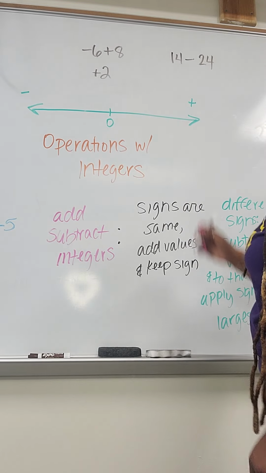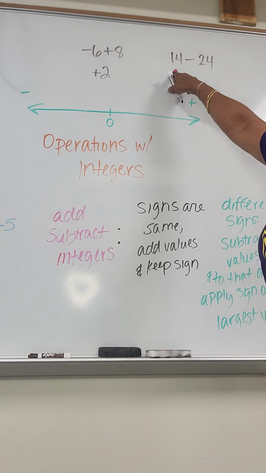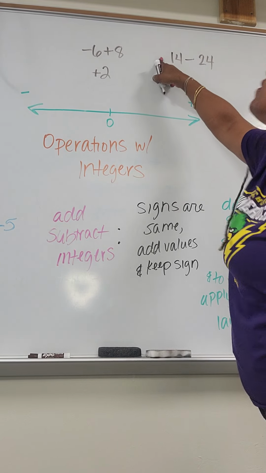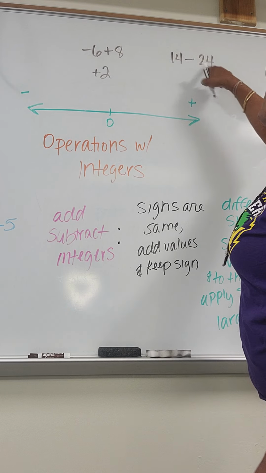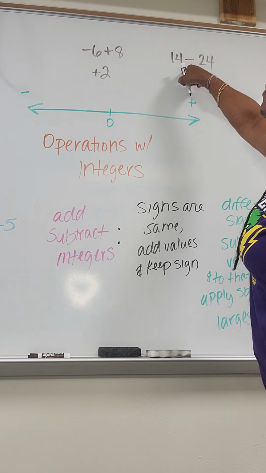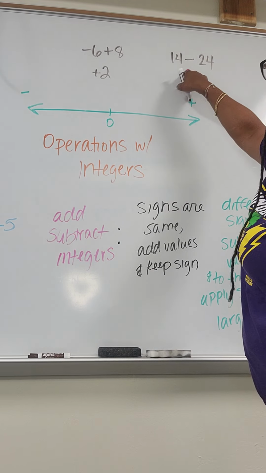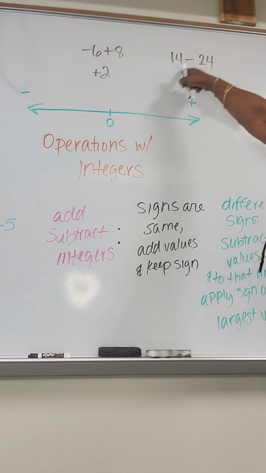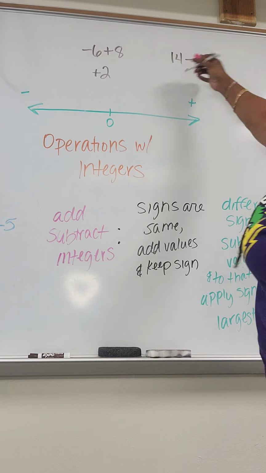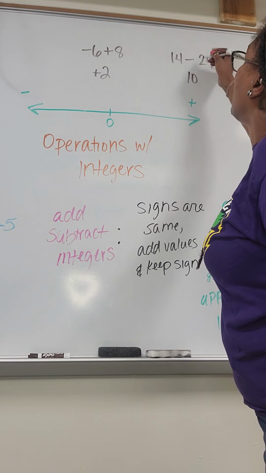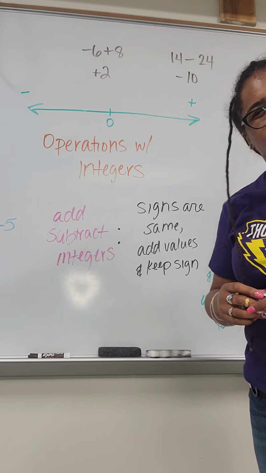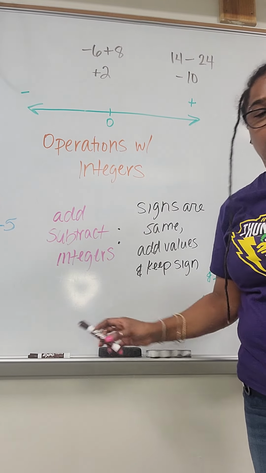So again, I know my 14 is positive, even though I don't see a sign, I don't see a negative, so that means it's positive. And 14 minus 24, this one is negative. Positive and negative means I have different signs, so I'm gonna subtract my values. 24 minus 14 is 10, and 24 is bigger than 14, and that's negative, so my answer is -10. Is that making sense? Hopefully it does.